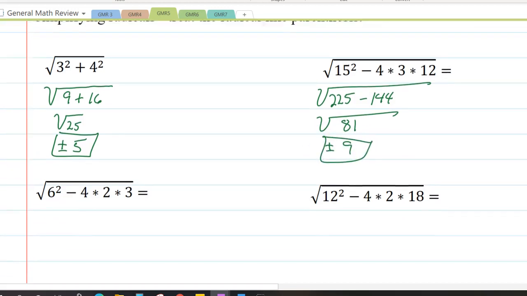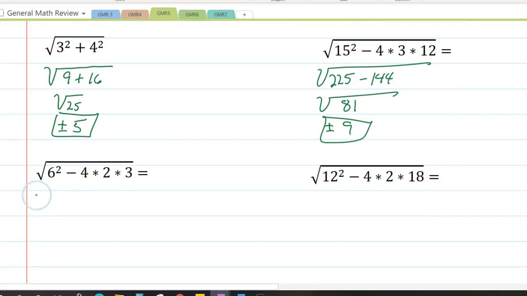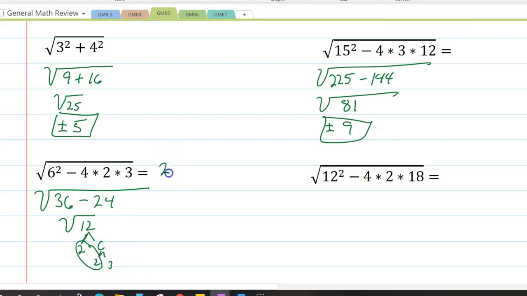Moving down to the bottom left, we have the square root of 6 squared, 36. Negative 4 times 2 is negative 8 times 3, negative 24. So negative 24. Well, 36 minus 24 is 12, square root of 12. That's not a perfect square, so what I need to do is simplify it. 12 breaks up into 2 and 6. 6 breaks up into 2 times 3. I have a pair of 2's that comes out with a 3 left over. That gives me 2 square root of 3.